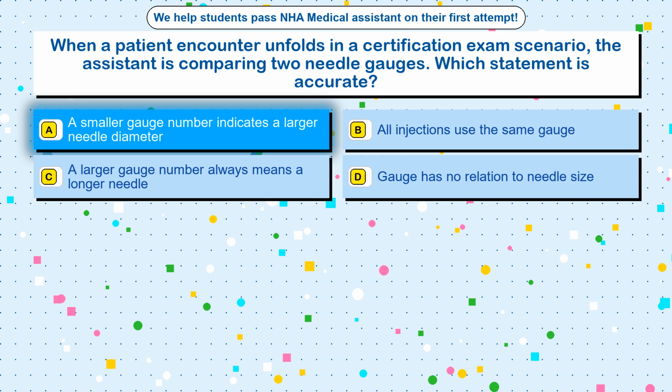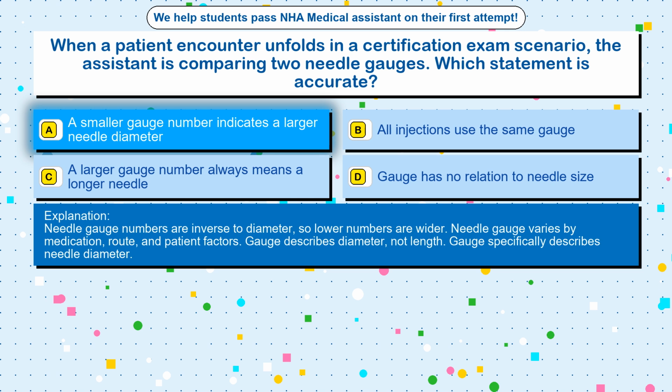The correct answer is option A. A smaller gauge number indicates a larger needle diameter. Needle gauge numbers are inverse to diameter, so lower numbers are wider. Needle gauge varies by medication, route, and patient factors. Gauge describes diameter, not length. Gauge specifically describes needle diameter.